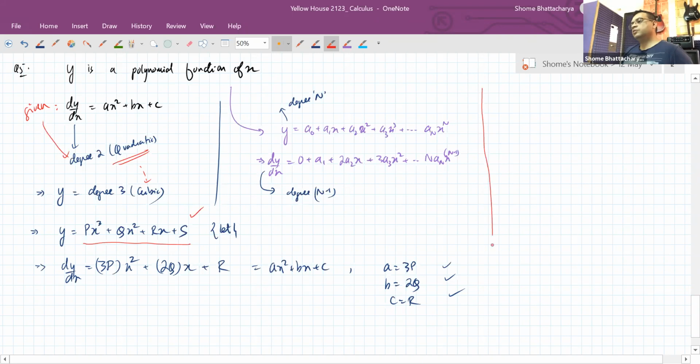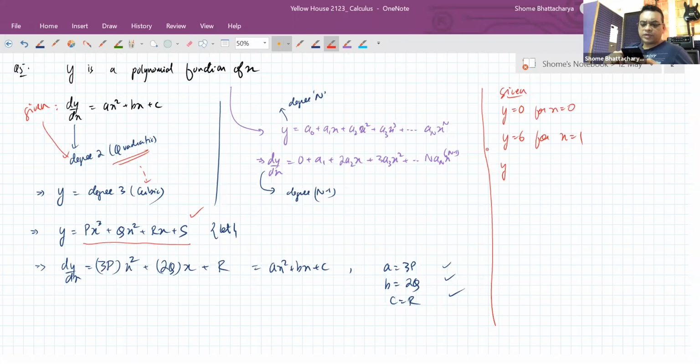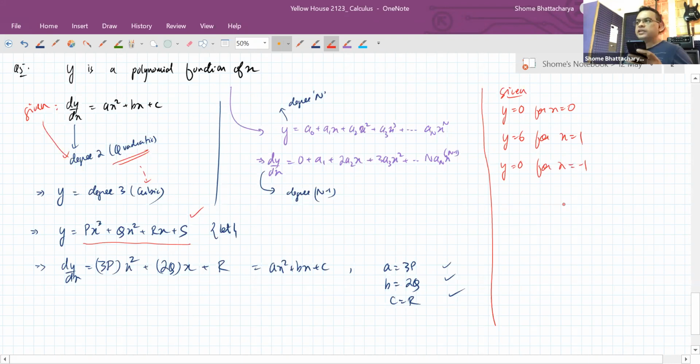Now, in addition to this, some more information is given to us. It is given to us that y is equal to 0 for x equal to 0. Given that y is equal to 6 for x equal to 1. What else is given? Some 2 more conditions are given, right? Just go back to the question. Yeah, y is equal to 0 again for x equal to -1. And also given that dy by dx is equal to 2, or the instantaneous rate of change is 2 for x equal to 0.